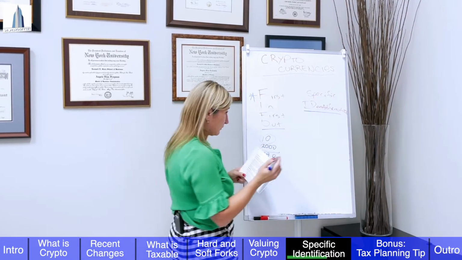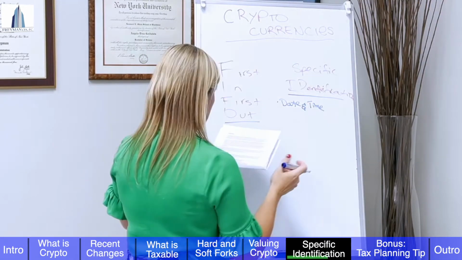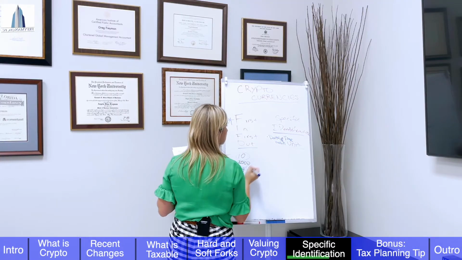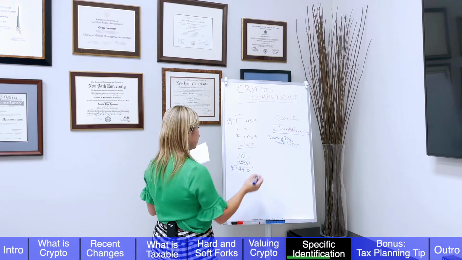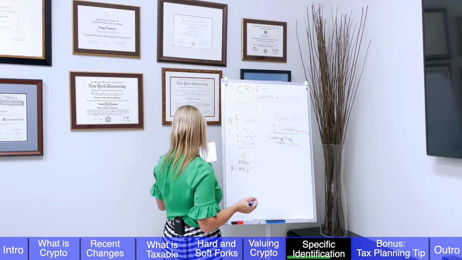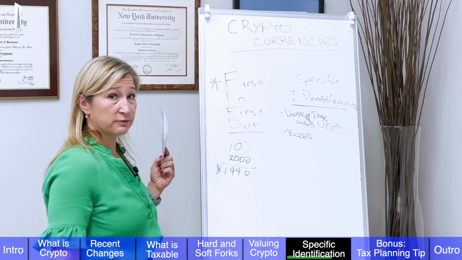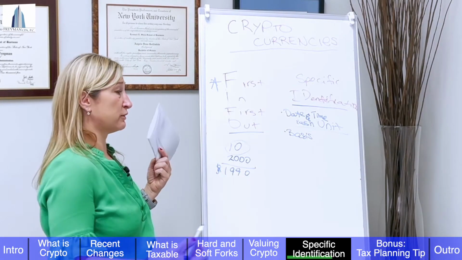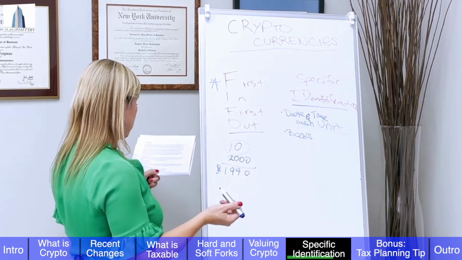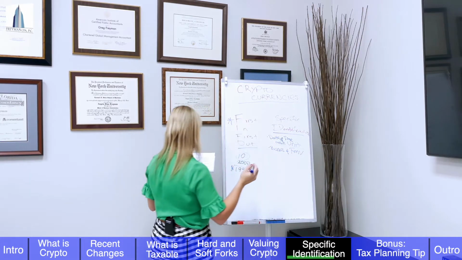Here they are. So you need to know the date and time of each unit that I hold. That's one, because I need to be able to identify it. Number two, I need to know my basis or the cost. How much did I buy this for? Did I exchange goods and services? How much goods and services did I exchange to get that unit? For each unit. And also the fair market value at the time that I received it.